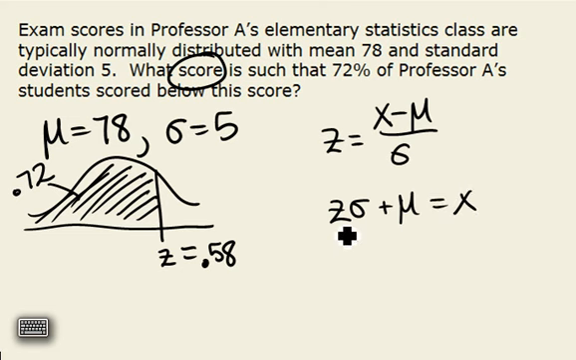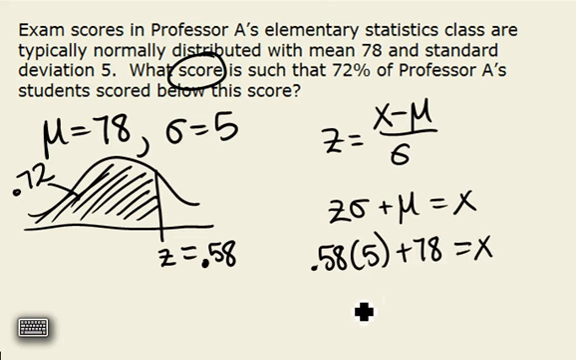So we have all these values now. We have a z of 0.58, we have a sigma of 5, and we have a mu of 78. And when we solve this, we end up with a value of 80.9. So we find that the score, so that 72% of the students score below that score, is equal to an 80.9.